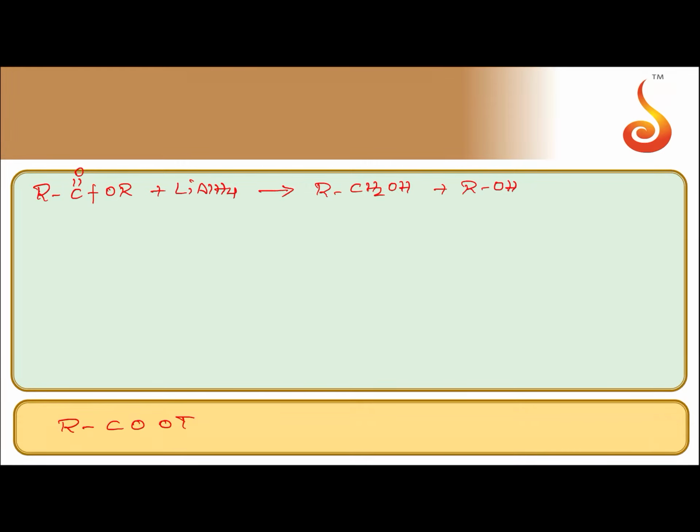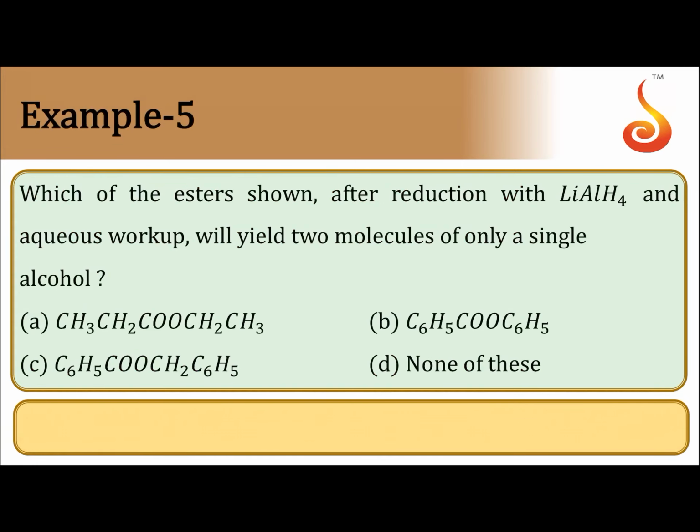So again I am explaining: RCOOR when treated with lithium aluminum hydride, what happens? This bond will be cleaved. Convert this to alcohol, means RCH2OH plus ROH. Okay, now let us see what they are asking. The two alcohols should be same, means two alcohols should have same number of carbon atoms.